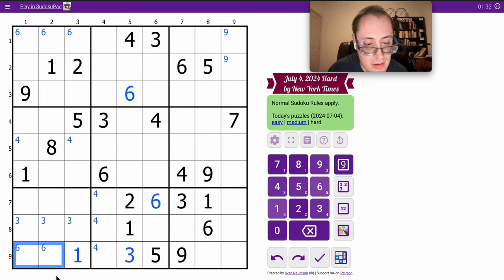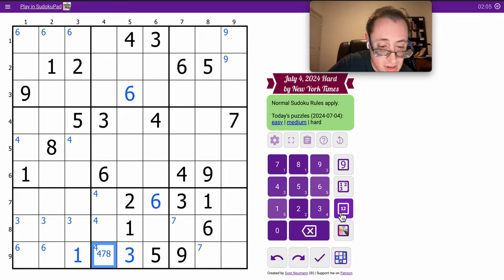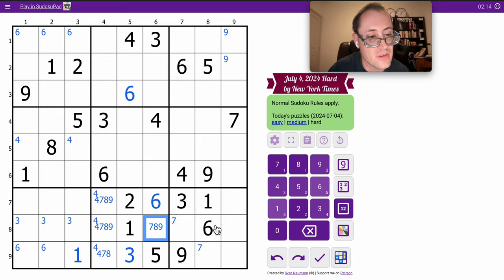Now, 5 can't go here. This one twice, but it could go here or there, so that doesn't help me. Seven's in one of those two, in box 9. Let's see, 1, 2, 3, 5, 6. So this is 4, 7, 8, 9, and this can't be 9. This one isn't 4. Okay, so that's no help.